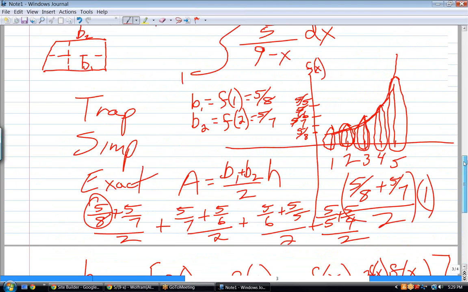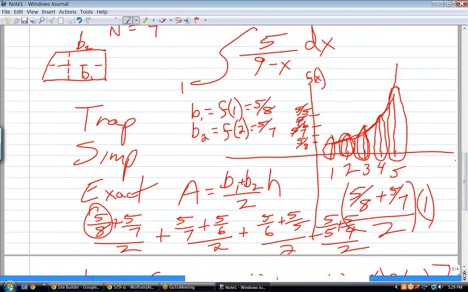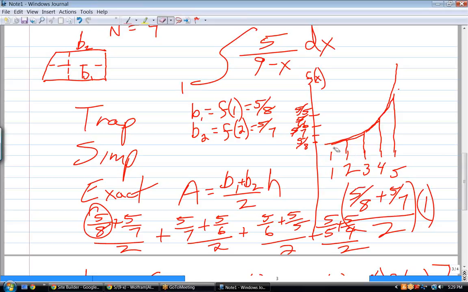Okay, let's look at Simpson's rule. The difference with Simpson's rule is it uses parabolas instead of trapezoidal edges. In other words, we can see that trapezoids work better than rectangles. In my drawing here, if we were to use rectangles, we would have a lot more leftover, extra unused space.